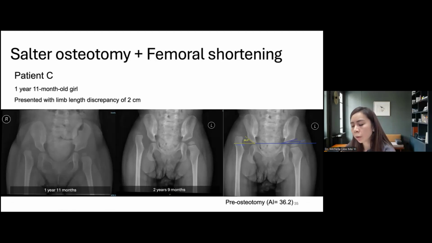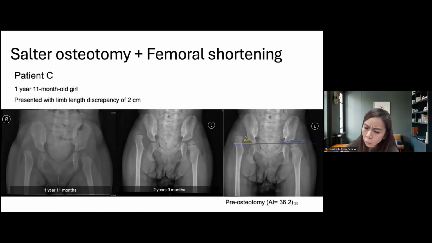So some patients may require additional procedures to the femur, such as this patient who was nearly 1 year, 11 months old when DDH was diagnosed. So the patient has an underlying Pierre Robin syndrome with multiple episodes of upper airway obstruction requiring tracheostomy. So her DDH was actually picked up by our pediatric rehabilitation team due to limb length discrepancy of 2 centimeters and then referred to us.